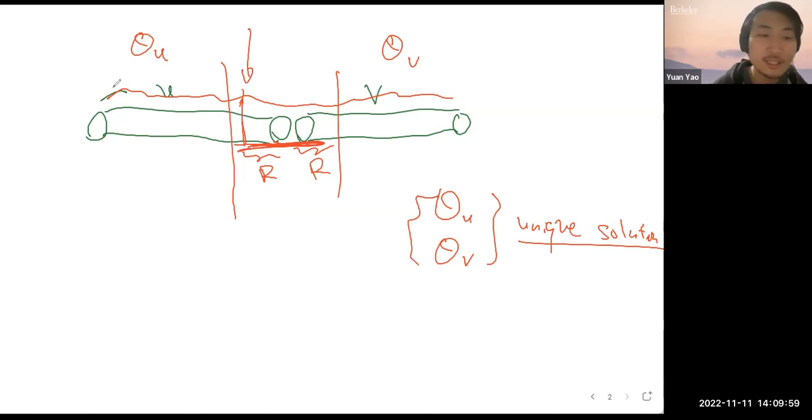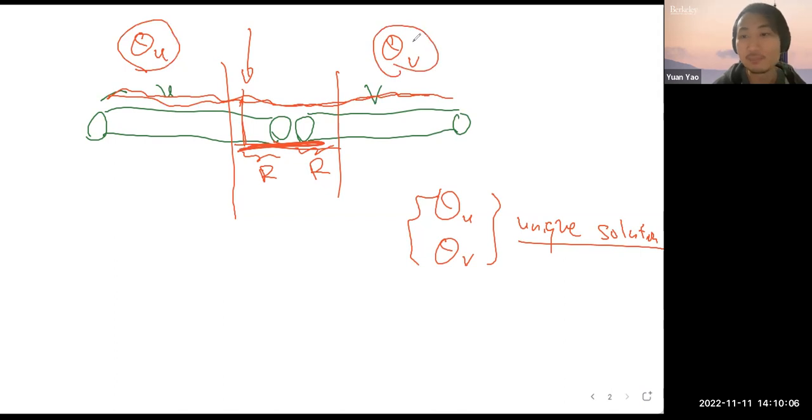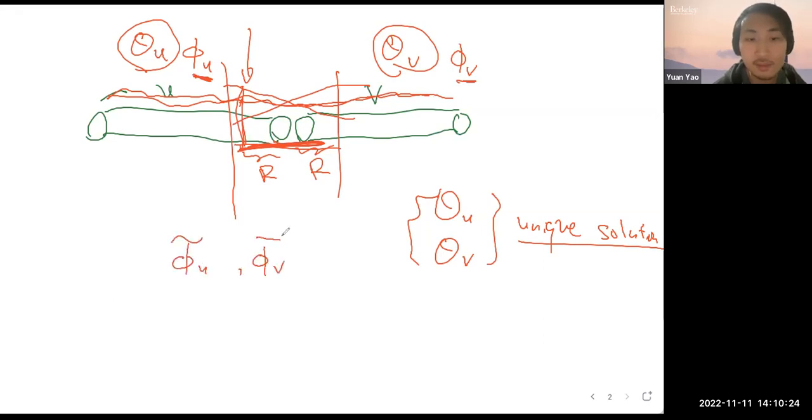So the way you go about this is you have some solution which I've drawn in red. Away from the gluing region, it also automatically solves theta U and theta V, right? So let's call this solution phi of U and phi of V. Then you need to figure out some way to extend phi of U and phi of V so that the extended solution is a solution for this system of equations, right? And there's a way to do it.